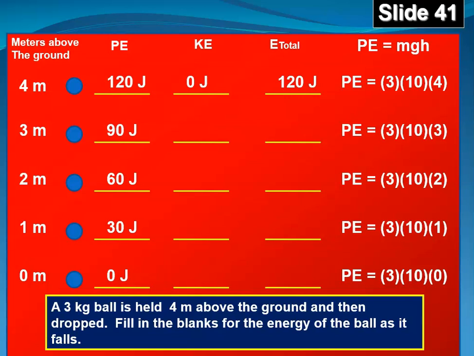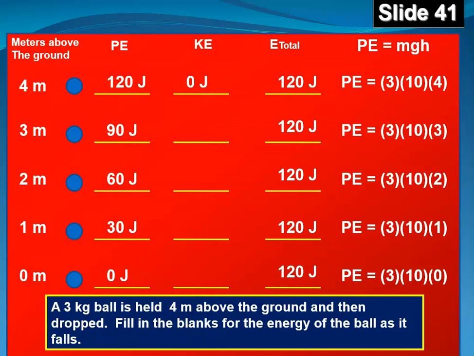Okay, now, what do we do next? We can't figure out kinetic energy directly here because we don't know what the velocity is at any point while it's falling. We could figure it out, but it would take a lot of calculation, so we're going to skip that. So what else can we fill in? Well, remember what it said on the last slide, that as the ball drops, the total energy stays the same all the way to the ground. So we can fill in all of these lines right here. It's going to stay at 120 joules of total energy all the way until just before it hits the ground. Once it hits the ground, the energy is released.